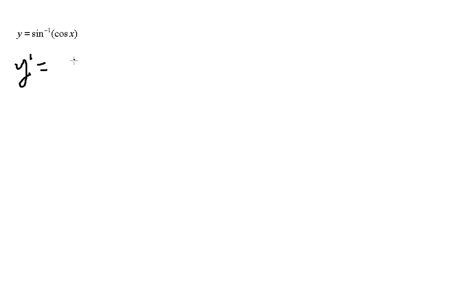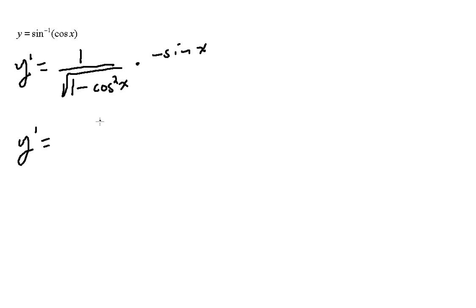Let's see, I'm sorry, I'm trying to arrange this little board. 1 over the square root of 1 minus the argument squared, where the argument is the cosine of x, times the derivative of the argument. The derivative of the argument is the negative sine of x. And so I'm just going to leave it as y prime equals the negative sine of x over the square root of 1 minus the cosine squared of x.